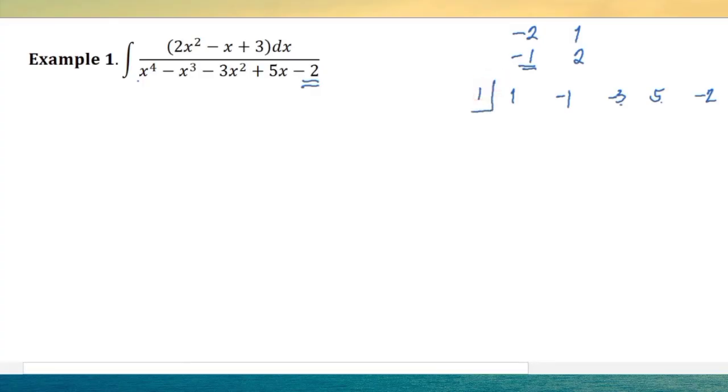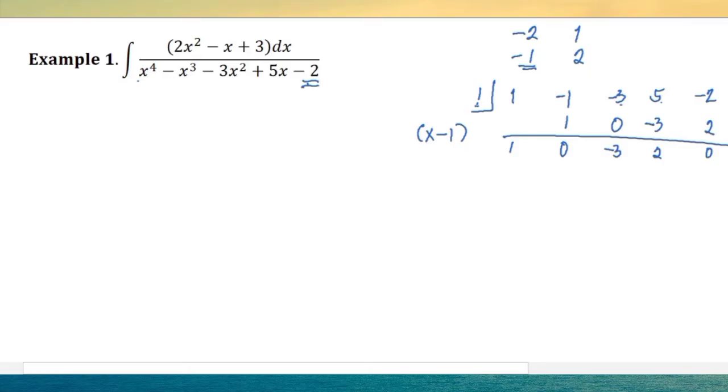So, we have here positive 1, and we bring down 1. 1 times 1 is 1. That's 0, and this is 0. That's negative 3 times 1, that's negative 3, and this is positive 2 times 1, that's positive 2. And this is 0. So, this positive 1 here is the root of our function sa denominator. Ang gagawin natin dito is to change the sign. So, ibig sabihin, this is x minus 1.